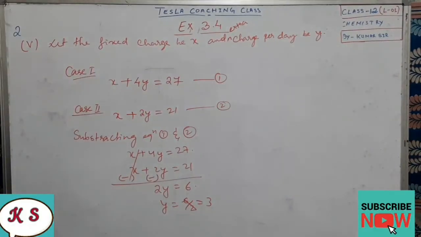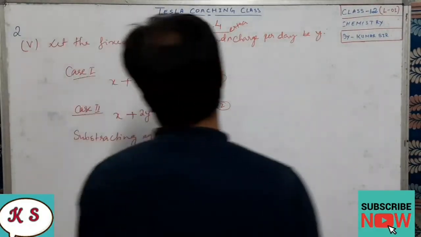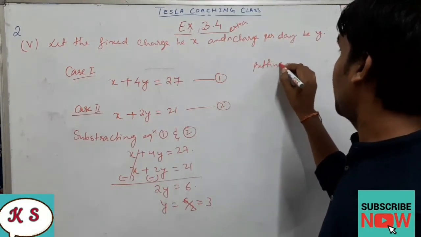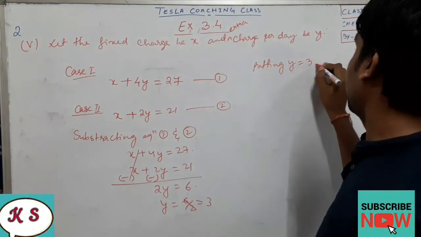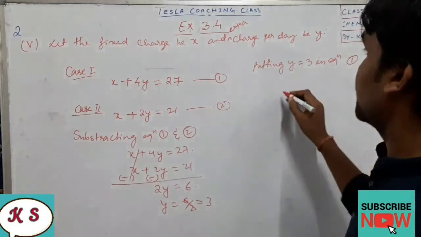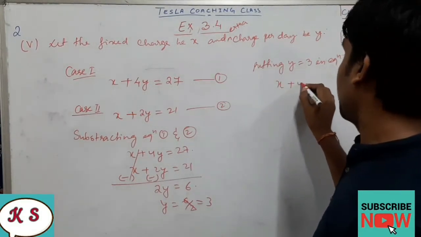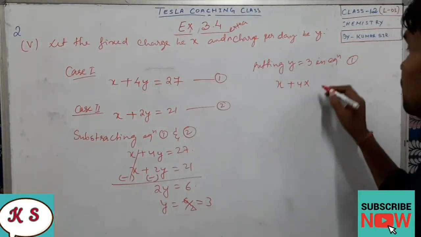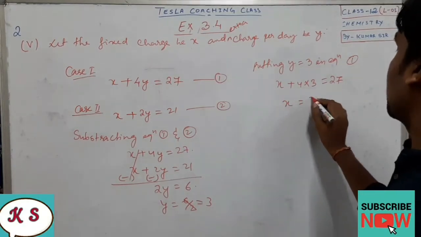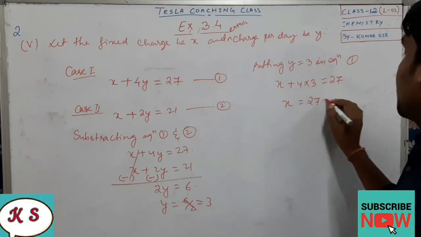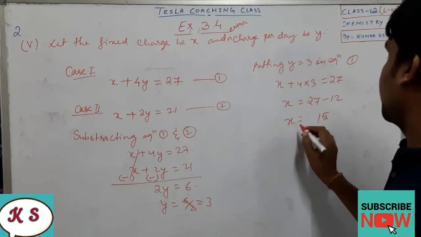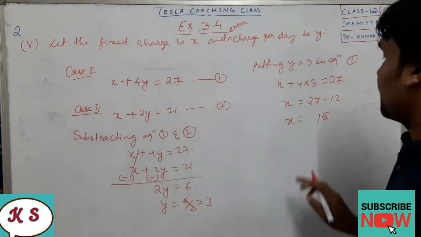Now we'll put this value in equation number 1 or 2, whichever you want to put. So we'll write, putting Y equal to 3 in equation number, let's say 1. So X plus 4, and what is the value of Y we got? 3, equal to 27. So X is equal to 27 minus 12, this is 12. So it will be 15.